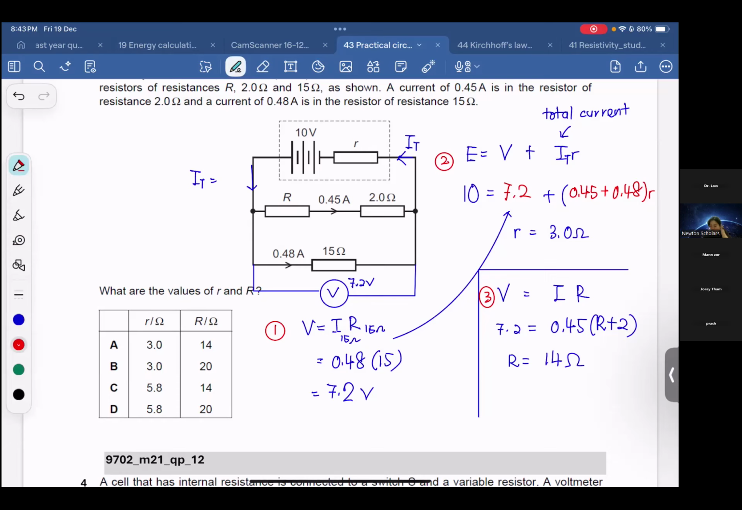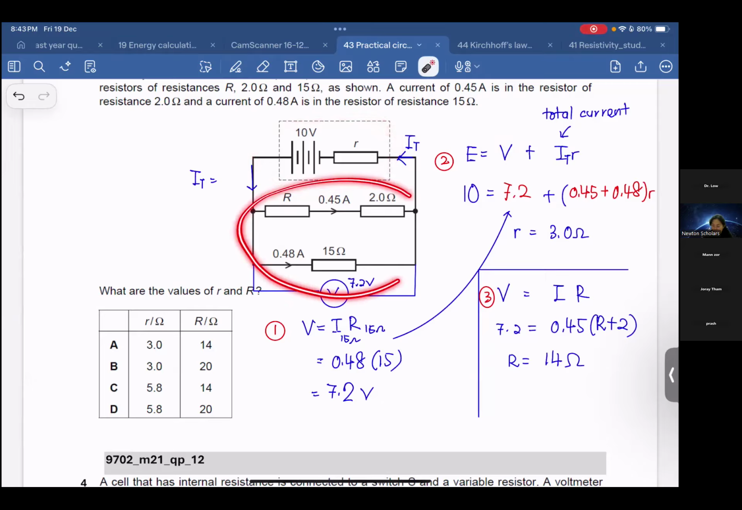Okay, here is my solution. If you have no idea, then I explain here. E equals V plus Ir. Here the V is the voltage across the component. So outside the battery, what is the total voltage? This is connected in a parallel way, so that means they have the same voltage. The first path and the second path have the same voltage.